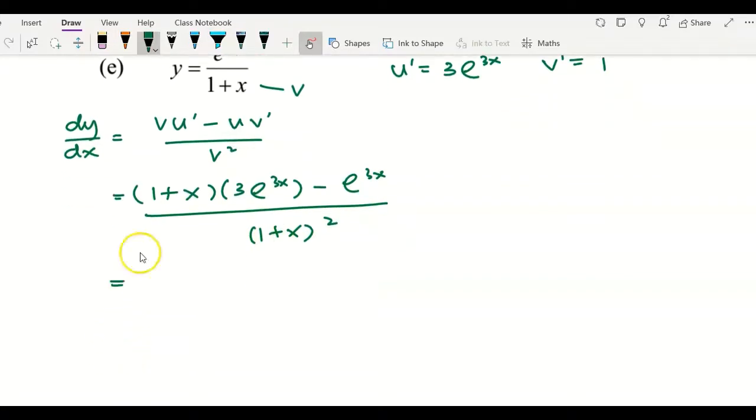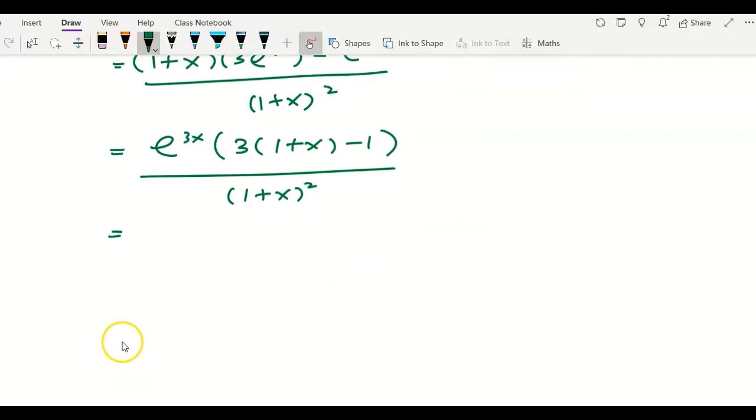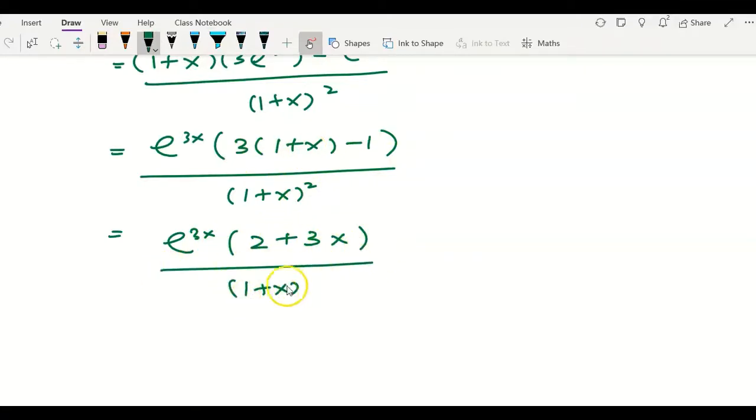After that, I want to take out the common factor. Factor out the common factor, you get 3e power of 3x. Then the first term, you have 3 times 1 plus x, minus 1, over 1 plus x squared. Simplify what is inside the bracket. 3 minus 1 will be 2, so 2 plus 3x over 1 plus x squared. Yes, this is the answer.